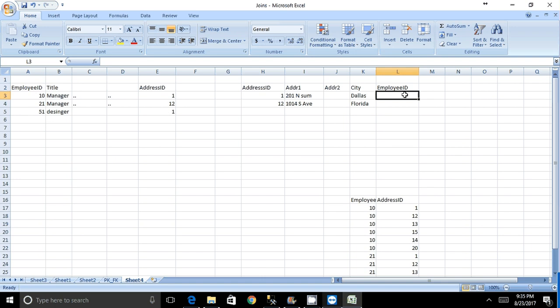Yeah, but you can do something like this. You can copy the address, and say address ID 1 belongs to multiple employees. It belongs to employee ID 10, this belongs to employee ID 21, and this belongs to employee ID 51. Is there a problem in this one? Now you did the same thing. Address ID 1 belongs to 10. Address ID 12 belongs to 21. Address ID 1 again belongs to 51. So what is the problem in this scenario?